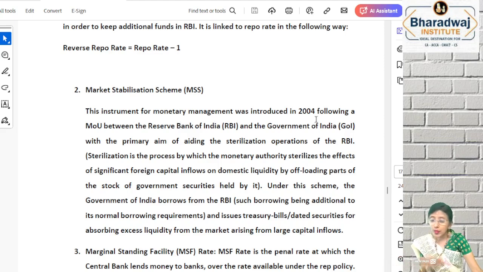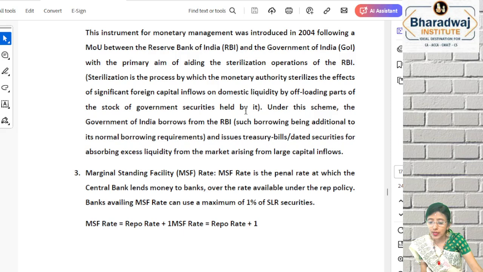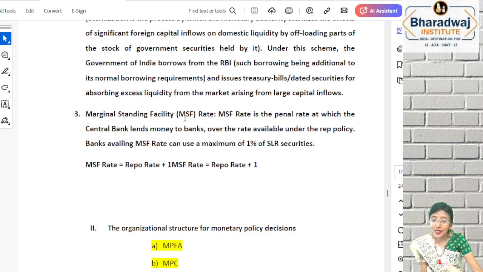And here, please remember, this is to stabilize because of the inflow of foreign capital, when a sudden spurt in resources happens. So this is done for sterilization purposes, a stabilization or sterilization operation of RBI. It will take away the domestic liquidity by borrowing. Right, market stabilization scheme.